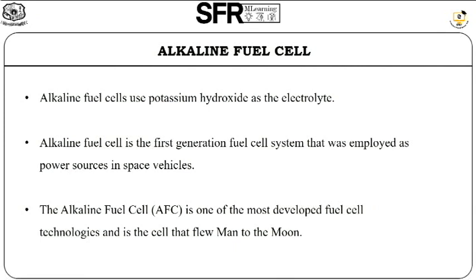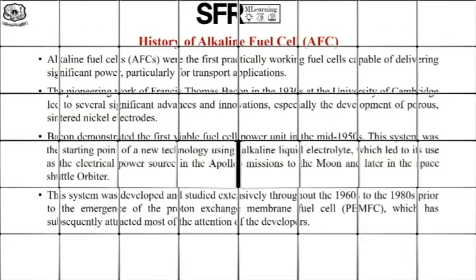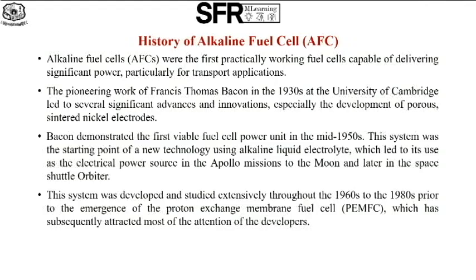The alkaline fuel cell is the first generation fuel cell system that was employed for power resources in space vehicles. The alkaline fuel cell is one of the most developed fuel cell technologies and is the cell that flew man to the moon. Let us now see the history of alkaline fuel cell.